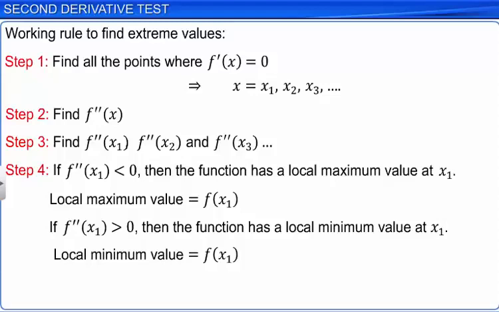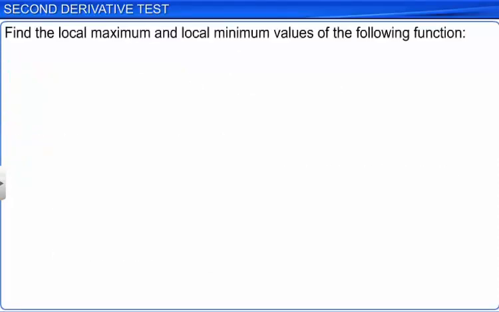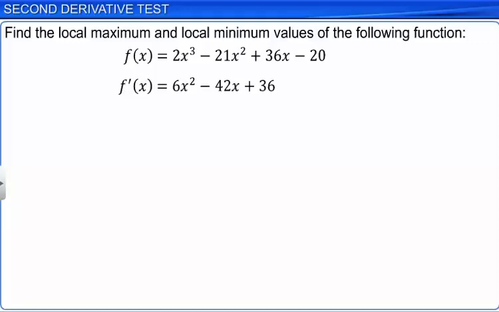Let f of x be a function given by 2x cubed minus 21x squared plus 36x minus 20. We have to find the local maximum or local minimum values of this function. On differentiating with respect to x, we get the derivative as 6x squared minus 42x plus 36. For function f to have local maxima or local minima, its derivative should be equal to 0.